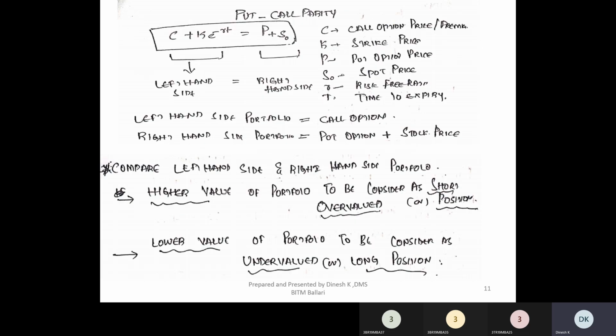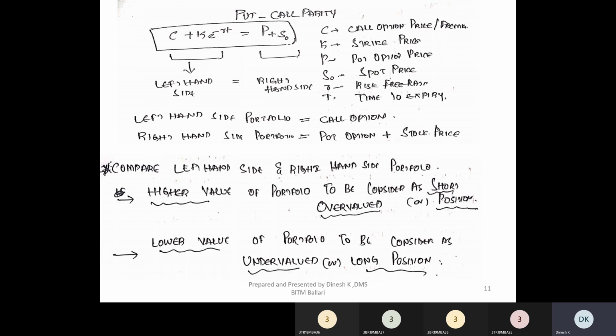Before that, I'll give you once again a brief idea about put call parity and how exactly the arbitrage can be carried out. The put call parity equation is C, the call price, plus K, the exercise price, multiplied by e to the power of minus RT, equals P plus S naught. This is the left hand side portfolio and the right hand side portfolio. You have 2 portfolios here.